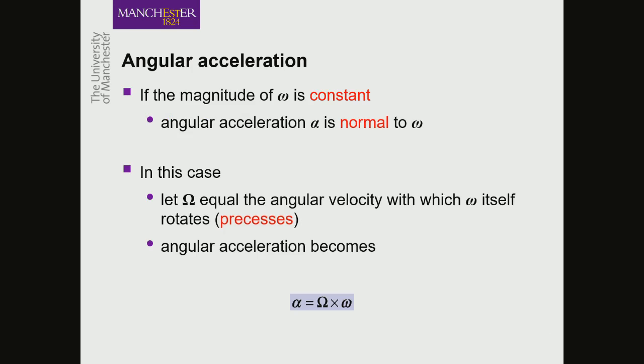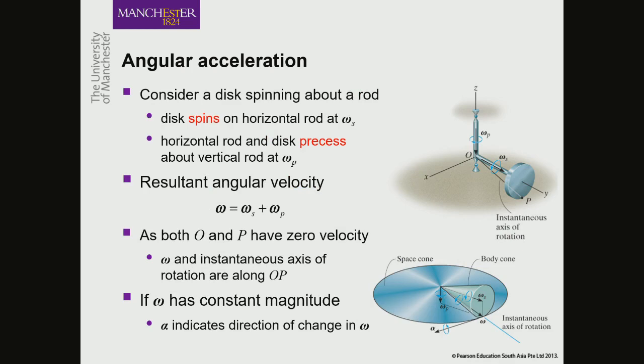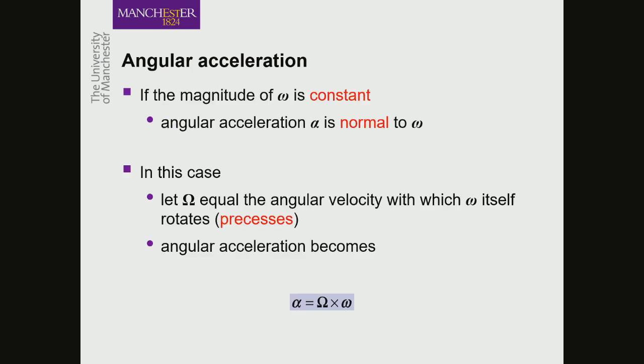It is just a kind of customary thing in dynamics to show the precession with capital omega. Precession is actually, if this disk is rotating with omega s, and you let it free, then you will observe that omega p occurs automatically or naturally. We are going to investigate this in much more detail, probably in the last week of this year. Again, this is called a gyroscopic effect, but at the moment, we don't need to go into much more detail.